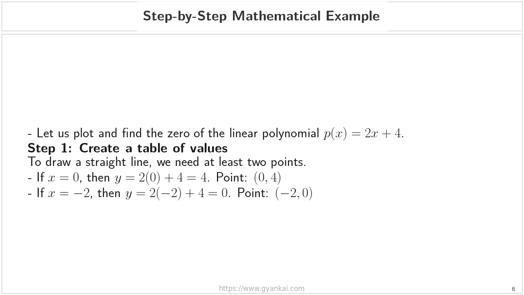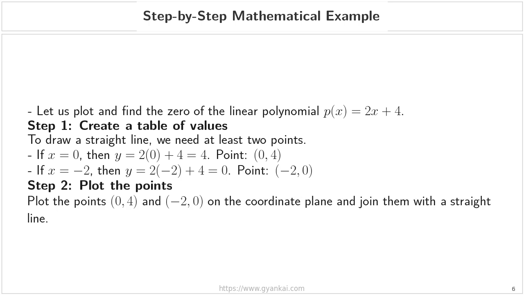Next, let's try x equals -2. When we plug that in, y equals 2 times -2 plus 4, which is -4 plus 4, resulting in y equals 0. This gives us our second point, -2, 0. Moving to step 2, the next task is to plot these points.